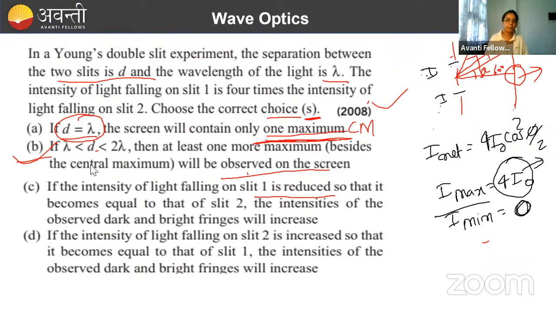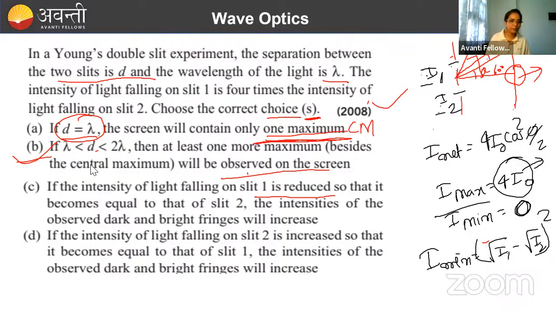Now, if intensities are different, suppose this is I1 and this is I2. Then at maxima we will get a certain intensity. At minima, the band will not be completely dark because I1 is not equal to I2. The formula for I minima is (root I1 minus root I2) whole square. So if I1 is not equal to I2, this is not going to be 0.